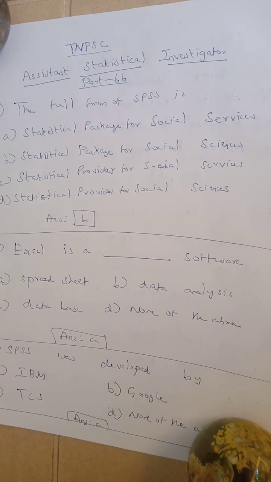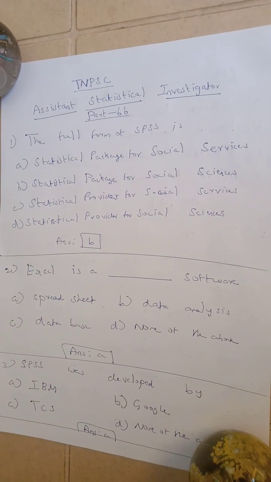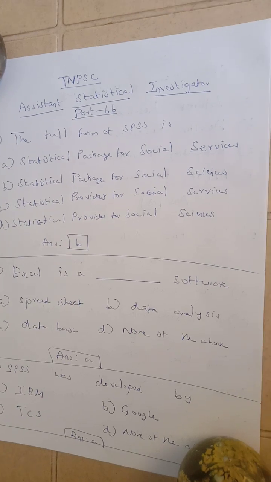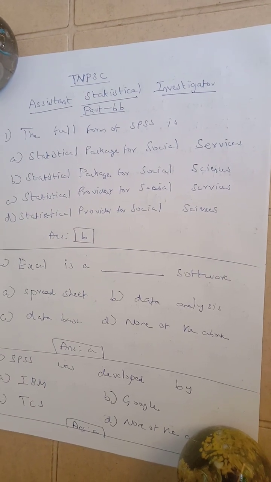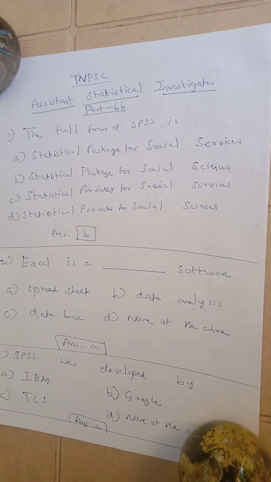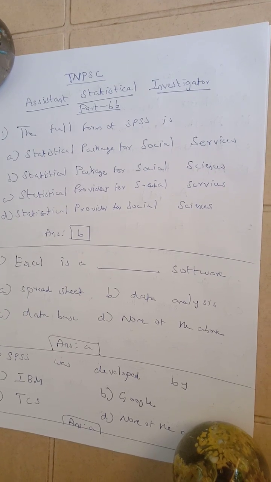The full form of SPSS is. So four options are given. Here the correct answer is option B, Statistical Package for Social Sciences. SPSS is the full form is Statistical Package for Social Sciences.